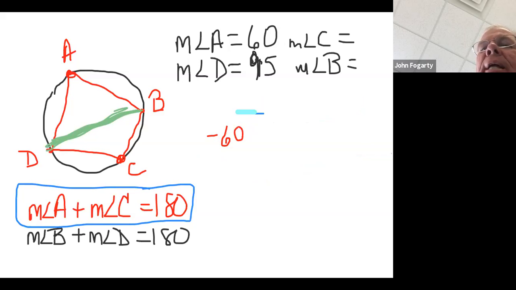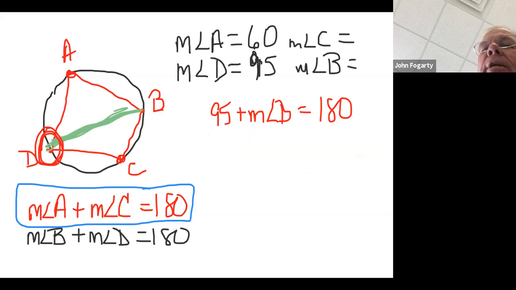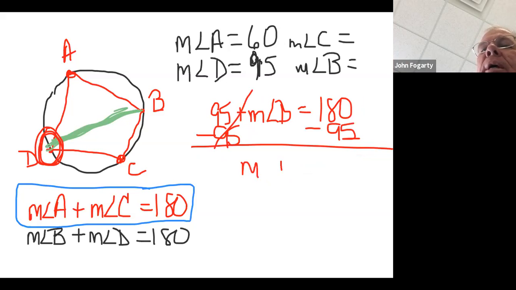So I'm just going to write down what I know. They told me what angle D was. They said it was 95. So 95, angle D, plus the measure of angle B equals 180. I just subtract 95 from both sides. And look what I get. The measure of angle B equals, well, 180 minus 95 is 85. All right. That's pretty easy.